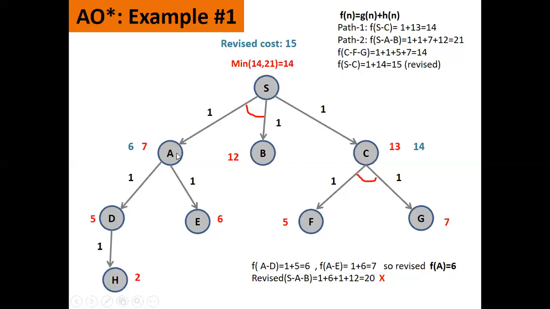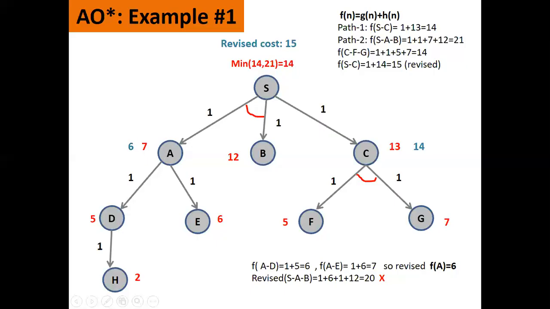Now similarly it has one more path, that is A to E. So A to E will be what? 1 plus 6, that will be 7. So f of A to E will be 1 plus 6, that is 7. Now you need to take the minimum of these two. So what is minimum? Minimum is A to D, that is 6. So what we do, we revise the heuristic value of A from 7 to 6. So 6 is the revised cost of node A.